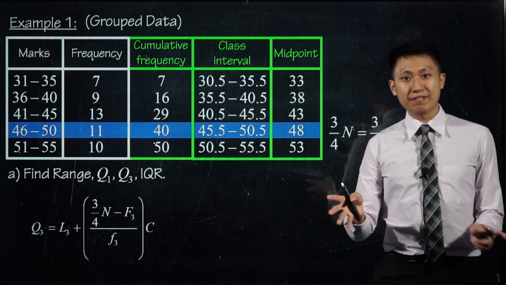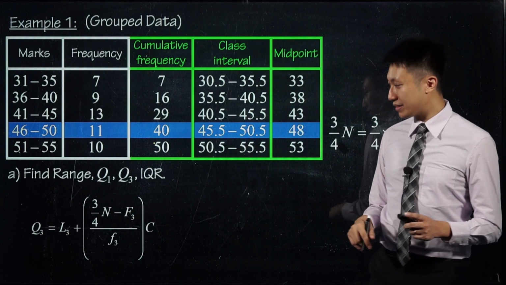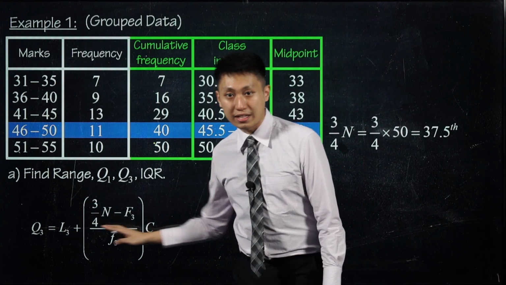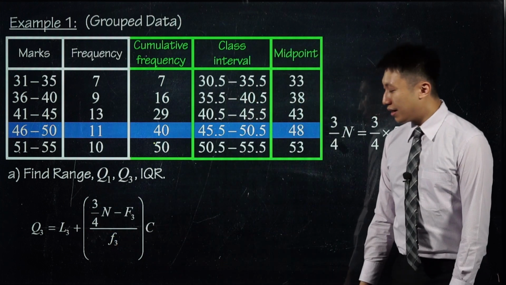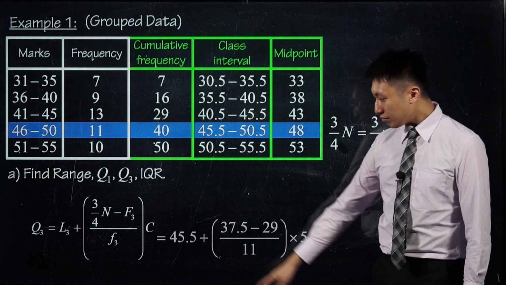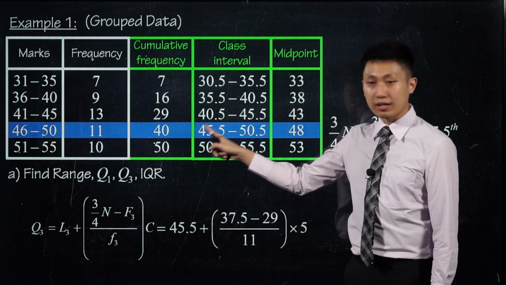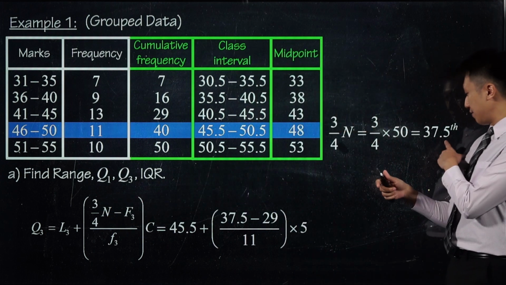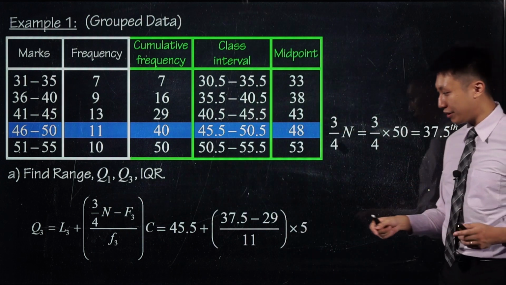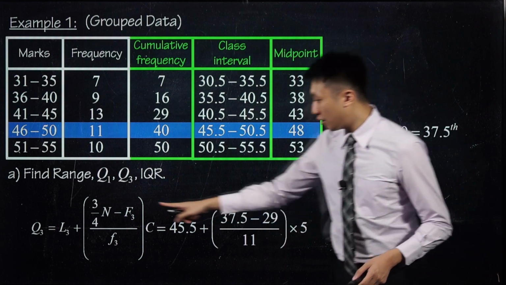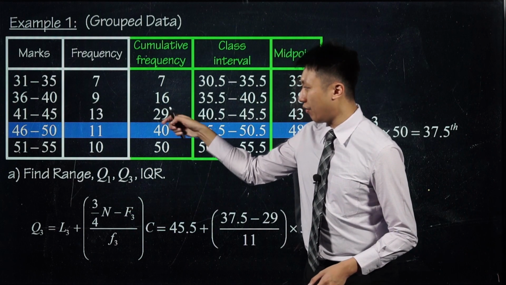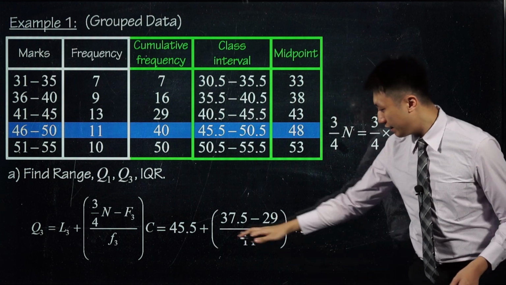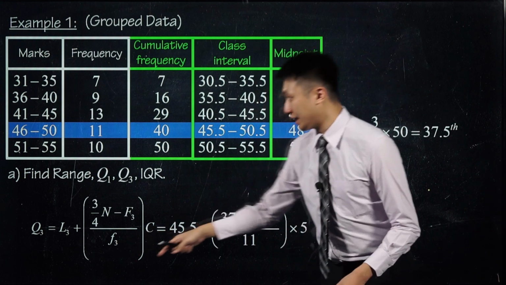The formula is kind of given in the exam, but the problem is, do you know how to identify these things or not? Okay, so L3 will be 45.5, the lower class boundary, plus this one given here, 37.5. Okay, that one you get. Minus 29. 29 means before, so it's 29 here. Okay, then divided by frequency.